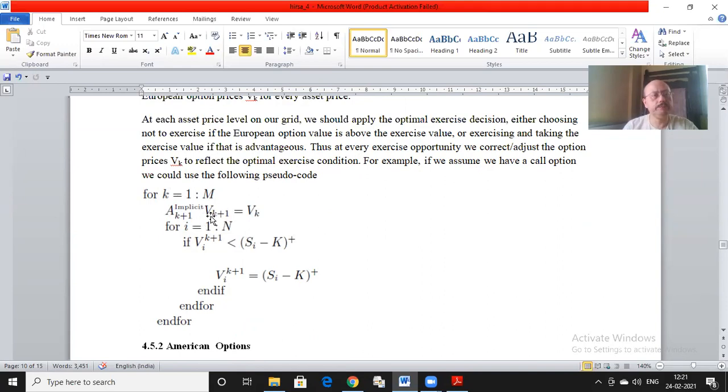Now for each asset value, i equal to 1 to capital N means I am moving across the vertical. For each asset value, I evaluate whether the V k plus 1 entry is less or more than the exercise value at that point. So this is the exercise value and this is the option value. So I compare these two.